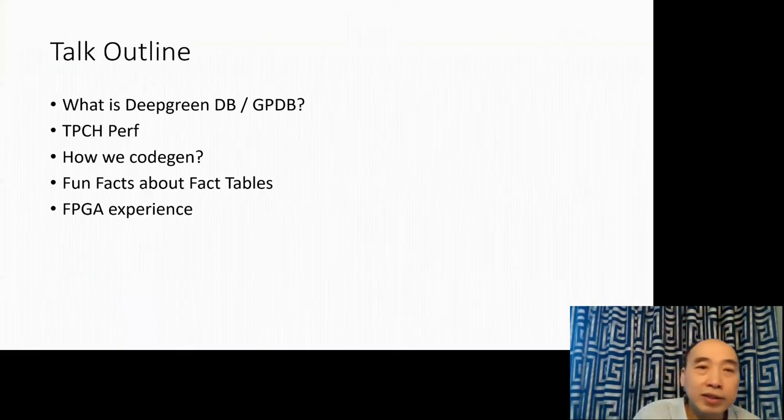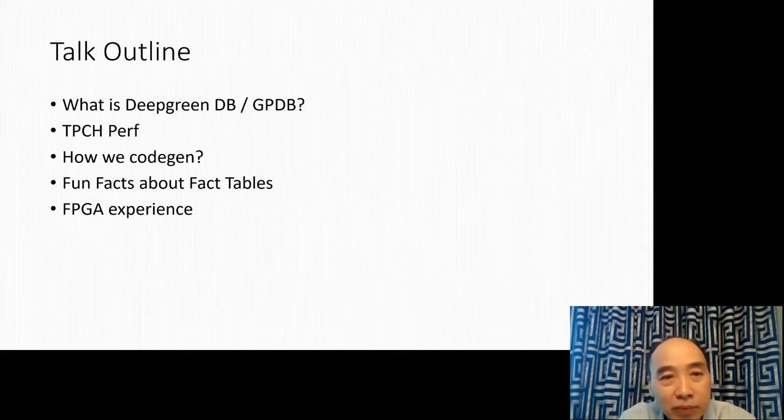So here's the talk outline. We'll talk about what Deepgreen DB and GPDB are, and then we'll talk about the performance characteristics of Deepgreen DB. We'll go into some source code and show you how ugly it can look, though maybe it's easy enough to read. And then there are some experiences that we picked up after running the company that I think may be very different from what students think, especially in terms of transaction stuff. But we'll get into that later. Okay, so let's go.